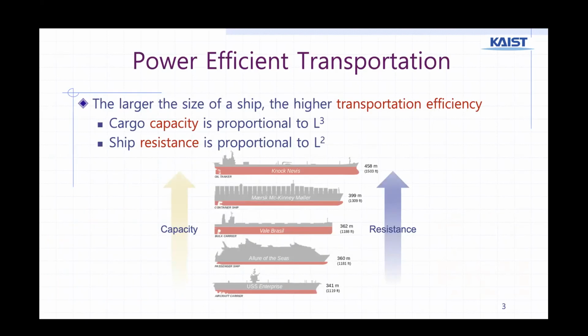So let's start by examining the intricate relationship between a ship's dimensions, its carrying capacity, and the encountered resistance. The larger a ship, the more efficient it is in transporting goods, but this also brings a proportional increase in resistance. So we will look at how engineers and designers tackle these challenges, balancing size and efficiency in the complex equation of ship design.